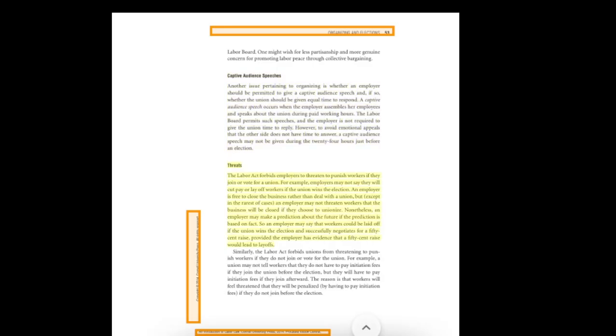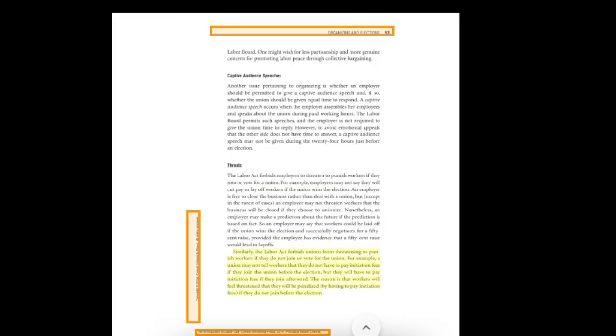Threats. The Labor Act forbids employers to threaten to punish workers if they join or vote for a union. For example, employers may not say they will cut pay or lay off workers if the union wins the election. An employer is free to close the business rather than deal with a union, but except in the rarest of cases, an employer may not threaten workers that the business will be closed if they choose to unionize. Nonetheless, an employer may make a prediction about the future if the prediction is based on fact. So an employer may say that workers could be laid off if the union wins the election and successfully negotiates for a 5% raise, provided the employer has evidence that a 5% raise would lead to layoffs.